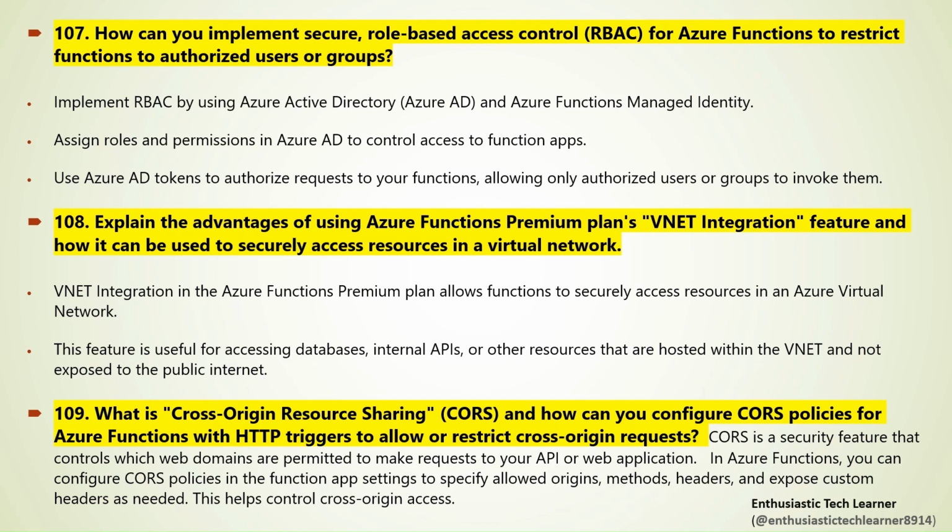What is Cross-Origin Resource Sharing (CORS), and how can you configure CORS policies for Azure Functions with HTTP triggers to allow or restrict cross-origin requests? CORS is a security feature that controls which web domains are permitted to make requests to your API or web application. In Azure Functions, you can configure CORS policies in the function app settings to specify allowed origins, methods, headers, and expose custom headers as needed. This helps control cross-origin access.